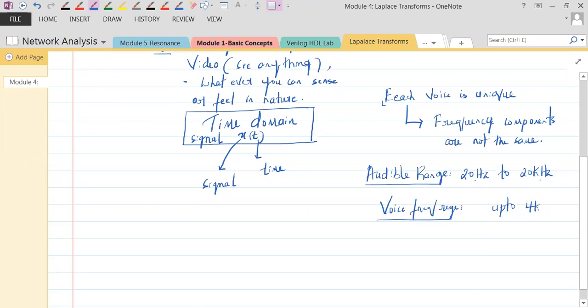4 kilohertz, not beyond that. Maybe it starts from 20 hertz, you see. It starts from a minimum of 20 hertz and goes till 4 kilohertz. Beyond 4 kilohertz, one cannot generate the signal. Okay, any human voice you take, anybody's voice for that matter, the frequency components would not go beyond this.